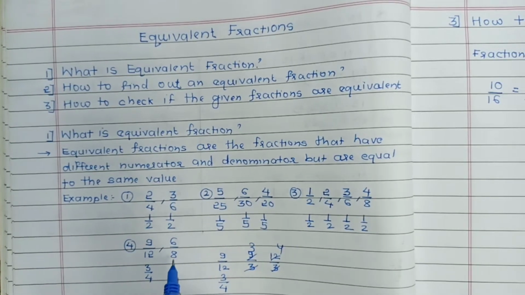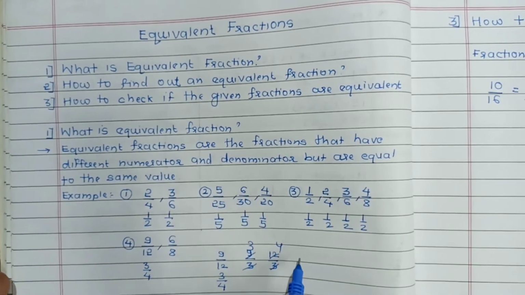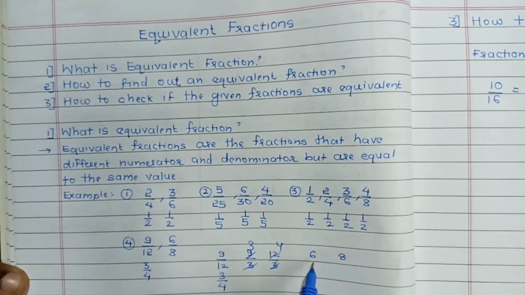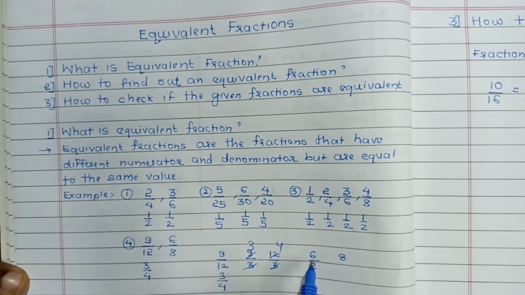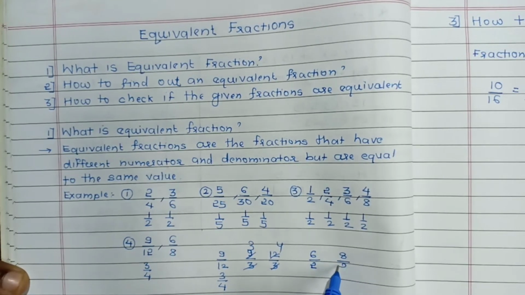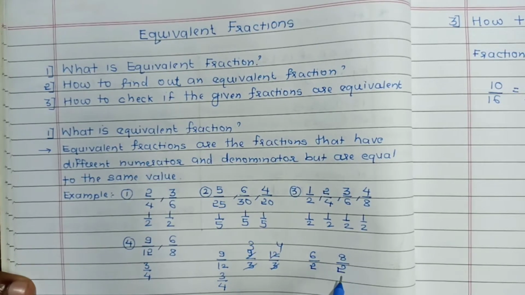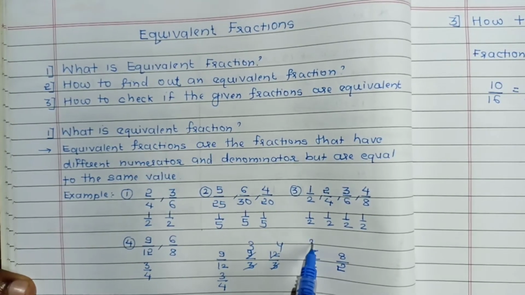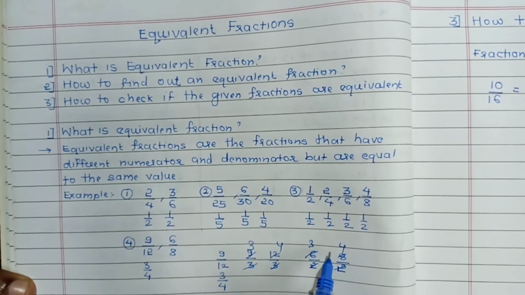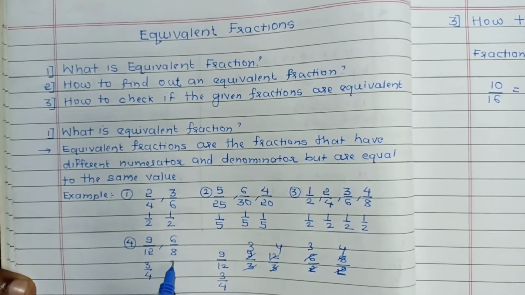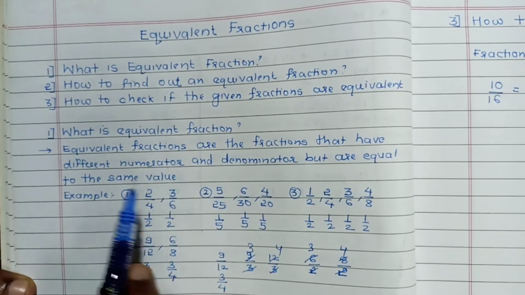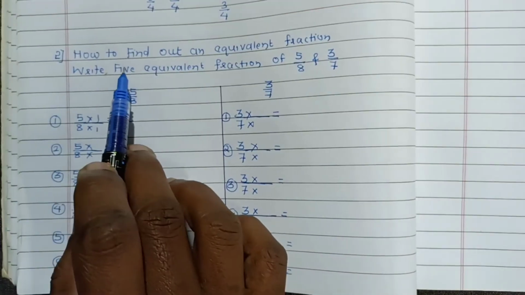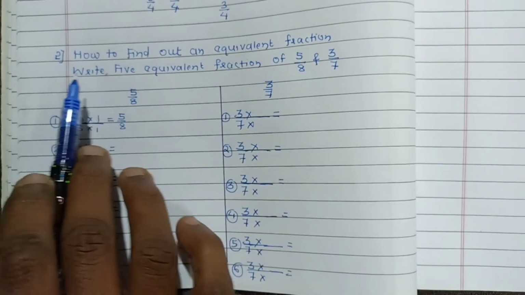Now let us see 6 upon 8. Let me simplify it by dividing the numerator and denominator by the same number. Let me take 2. 6 is divisible by 2, and 8 is also divisible by 2. So 2 3s are 6 and 2 4s are 8. So we get 3 upon 4. Here also we get the same answer, 3 upon 4. That's why 9 upon 12 and 6 upon 8 are equivalent fractions. So this is the meaning of equivalent fractions. Let us learn how to find an equivalent fraction. This is the question given here.